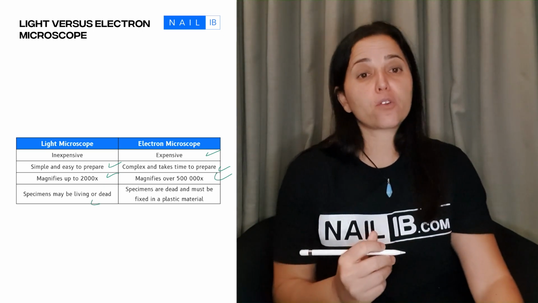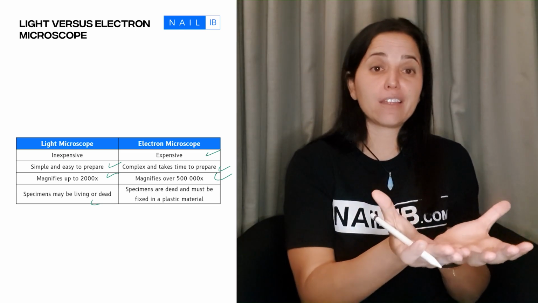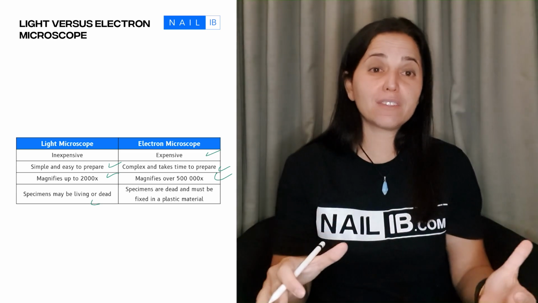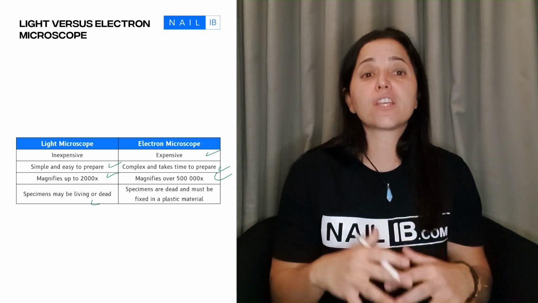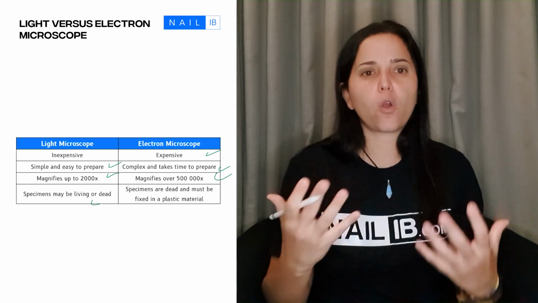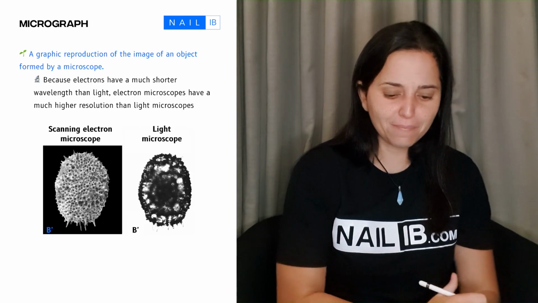When it comes to the light microscope, you can see any specimen, living or dead. But with the electron microscope, the specimen is completely dead. You cannot see things living, which is a sad thing. So these are the comparisons that you might get as a question. It might say compare those two, contrast those two, or distinguish those two.